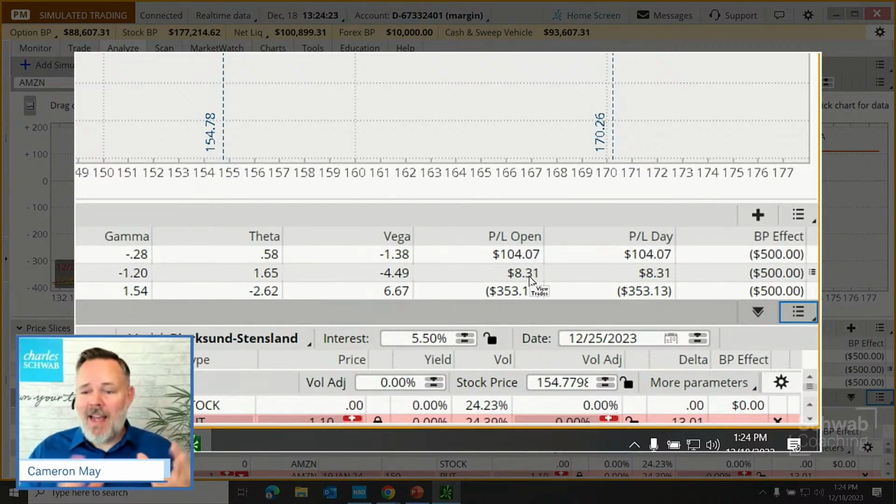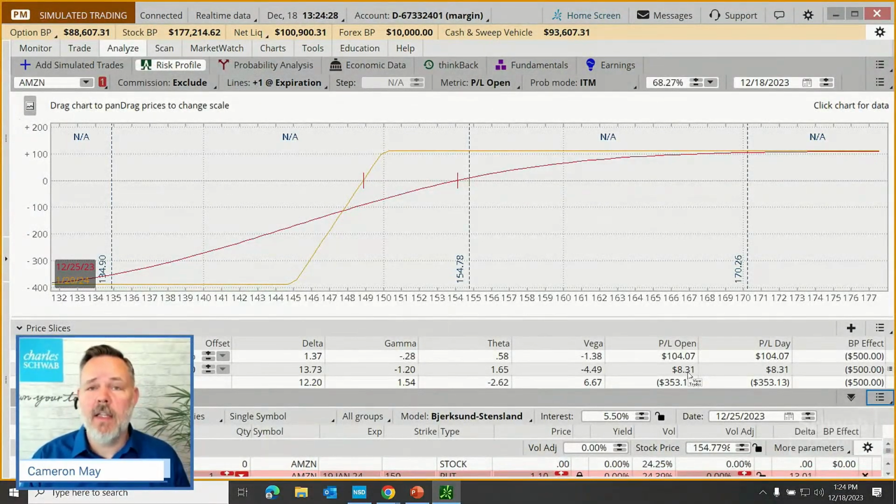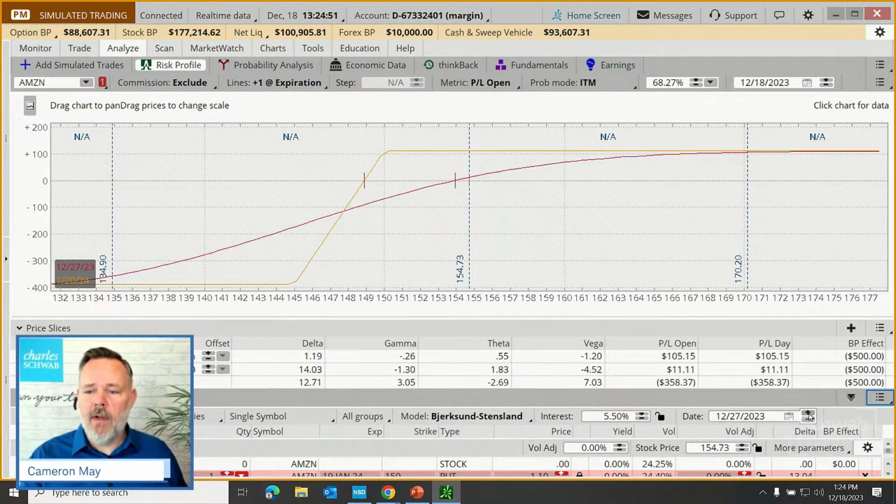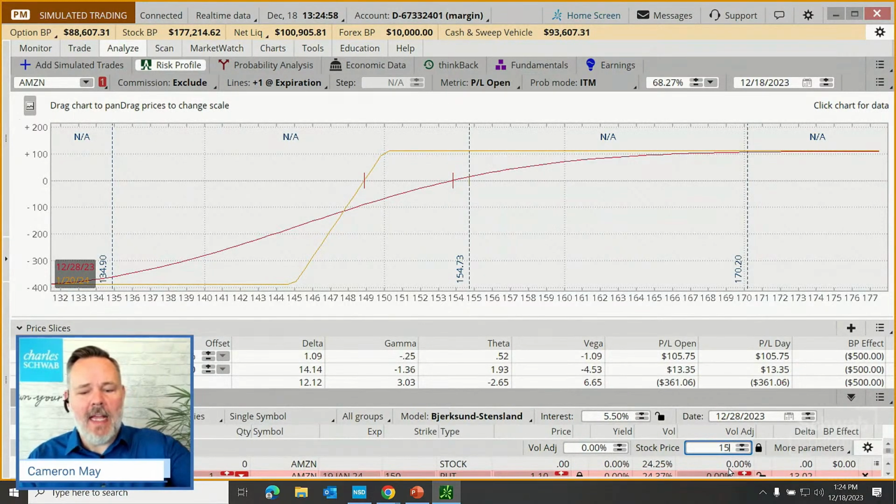But you're probably saying, well, Cameron, how realistic is that, that price hasn't changed at all or that volatility hasn't changed? Well, that's one of the great things about this tool, that we can play with all three of the variables and see the impact to the profit or loss of our trade. So for example, let's go forward a little bit further. How about we go to December 28th? Let's say that our stock price has gone from 154 up to 158.